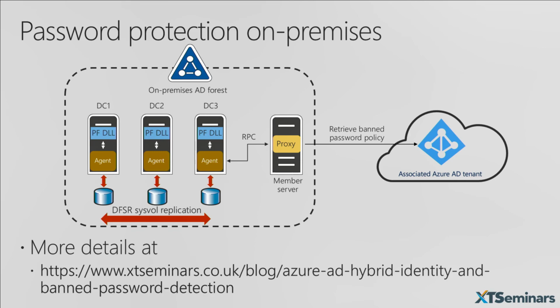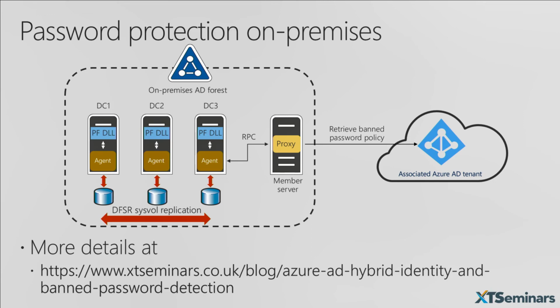Now, these guys work with an agent, which is on every DC, and the agent is going to check the password that is snagged by the password filter DLL against the banned password list. So the question is, how do we get the banned password list? We deploy a proxy, and this is part of the configuration. We deploy a proxy which connects up to Azure AD and pulls the banned password list. One of these agents talks to the proxy. You can have them all talk, but it only needs one.